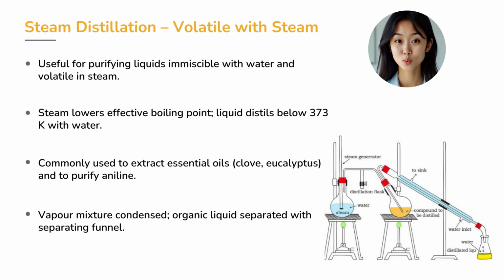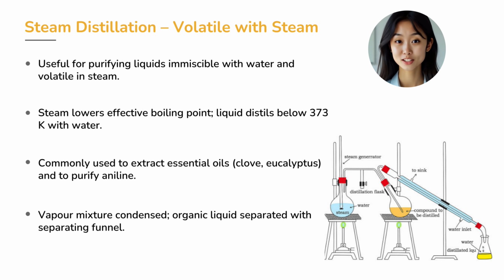Imagine you want to distill a liquid that boils above 373 Kelvin and may decompose if heated that high. What do you do? You send in steam. The vapor pressure of steam combines with the vapor pressure of the organic liquid, lowering the overall boiling point. As a result, the compound distills at a temperature below 373 Kelvin, safe from decomposition.